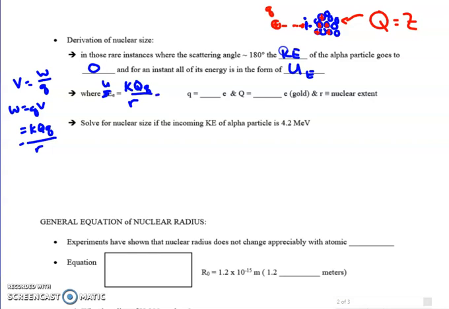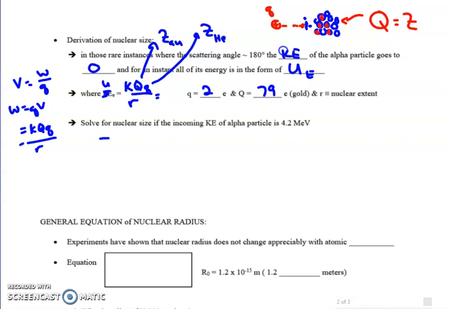And in terms of what we have in terms of nucleus, this Q is the Z of the gold nucleus, and this little q is the Z of the helium nucleus. So it's just the charge of each one based on the number of protons. So in this case, q is 2e, and Q is 79e. And R is the nuclear extent. So we can now solve for nuclear size.